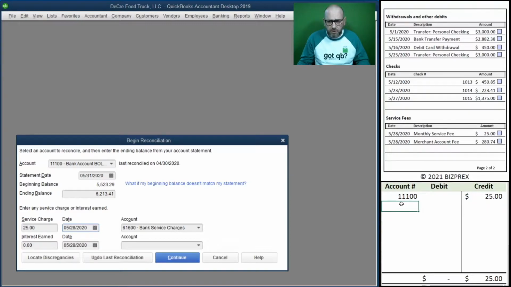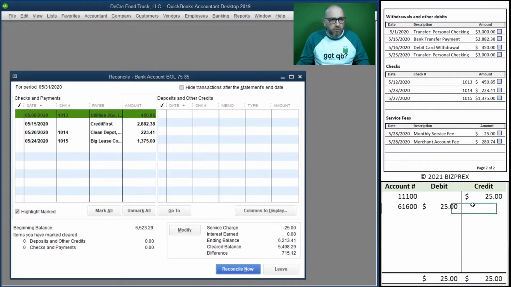What else is happening? Our expense on bank service charges goes up, and expenses go up when they're debited. So here we are. Even though it was entered once right here, $25, it actually serves as a debit to the 61,600 account, and it serves as a credit to the 11,100 account. All right, let's click continue and move forward with our bank reconciliation.